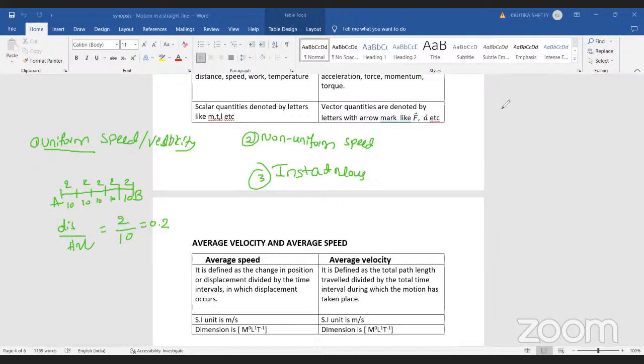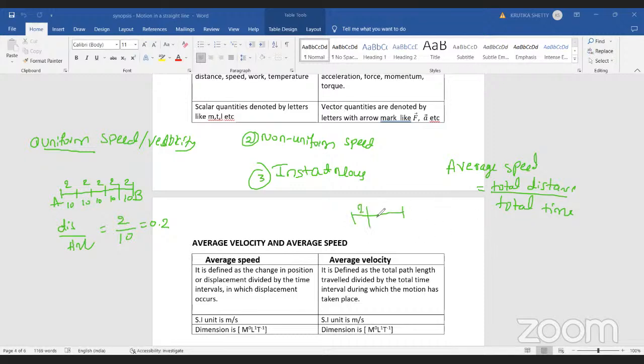Then the main ones are average speed and average velocity. Our questions come from these, average speed and average velocity. Average speed is defined as the total distance traveled by the body in the total interval of time. So the total distance traveled by the body in the total interval of time is called average speed.